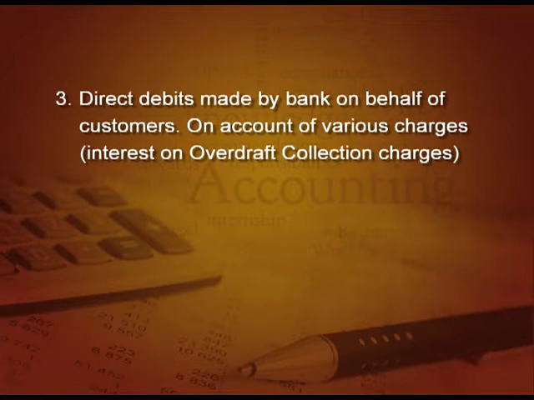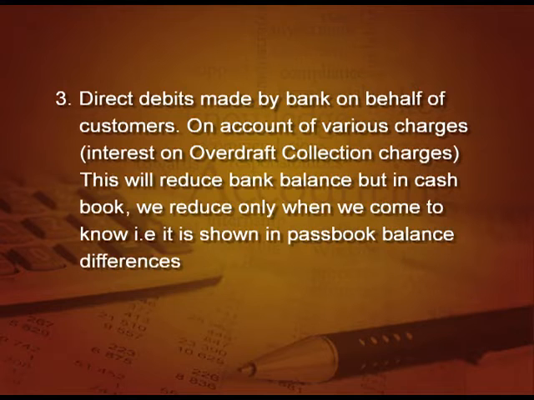Similarly, let us see the third point. Suppose there is a direct debit made by the bank on behalf of customers, sometimes on account of various charges like interest on overdraft, collection charges when bill is collected, etc. Now, this will reduce the bank balance in passbook, but in cash book we reduce only when we come to know that it is shown in the passbook and then we correct our cash book. Till then the balance will differ. So, this is also timing difference.